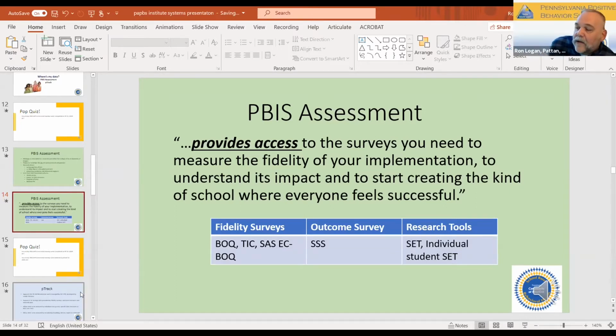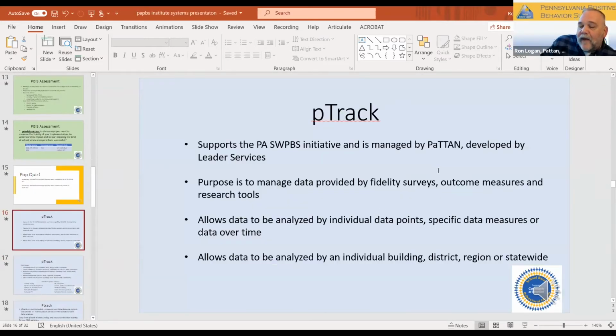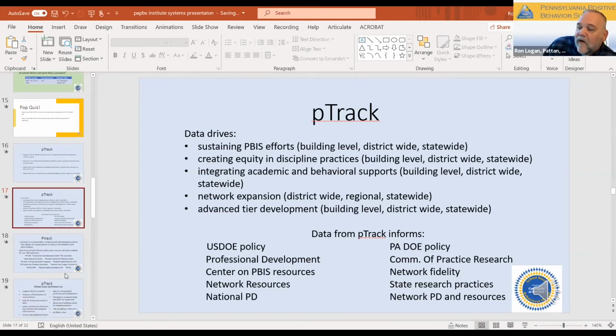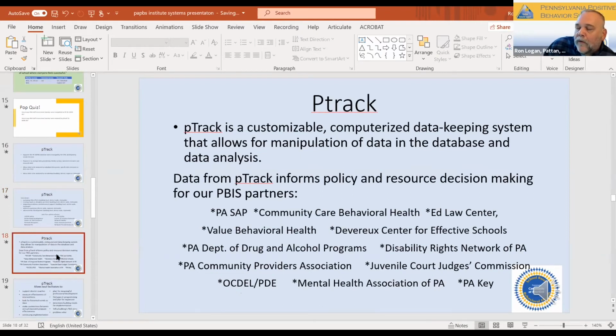PBIS provides access. Likewise, we have ptrack, where PBIS Assessments is that national piece, ptrack is our Pennsylvania piece. It's owned by us, it's managed by us, and we are able to manipulate it to get the results that we need. Obviously, our data drives our sustaining PBIS efforts, and data from ptrack informs not only the state level, but also contributes to some of those national level resources as well. It's also important to remember that the network is part of the community of practice, and we have other organizations across Pennsylvania that consider our data when looking at practices and resources.